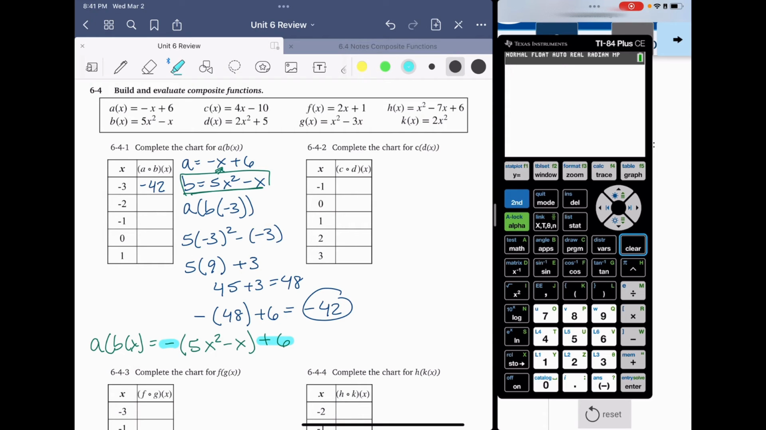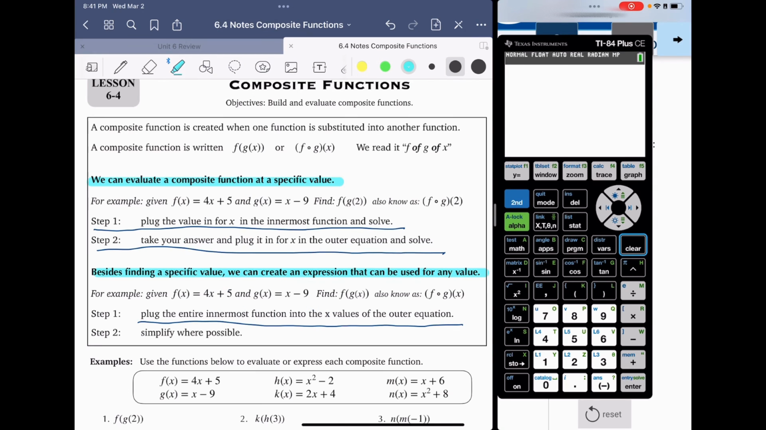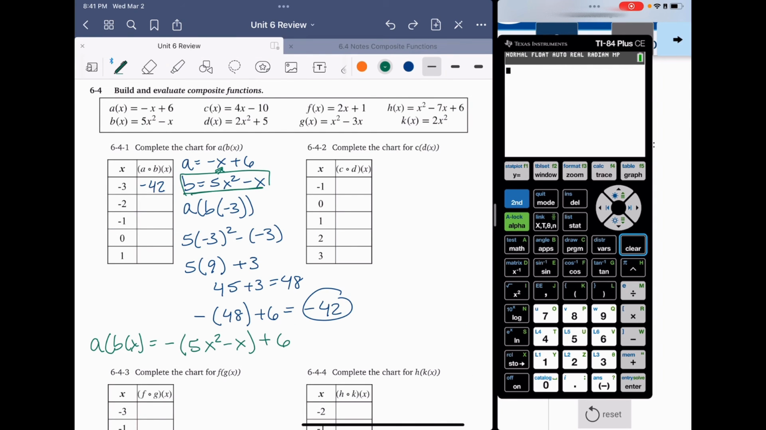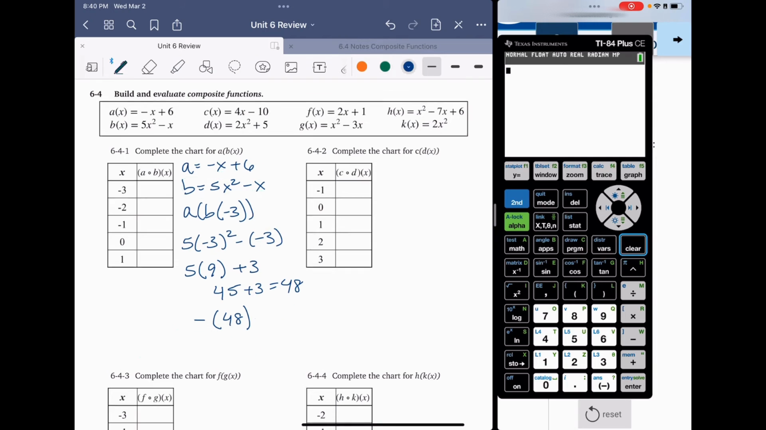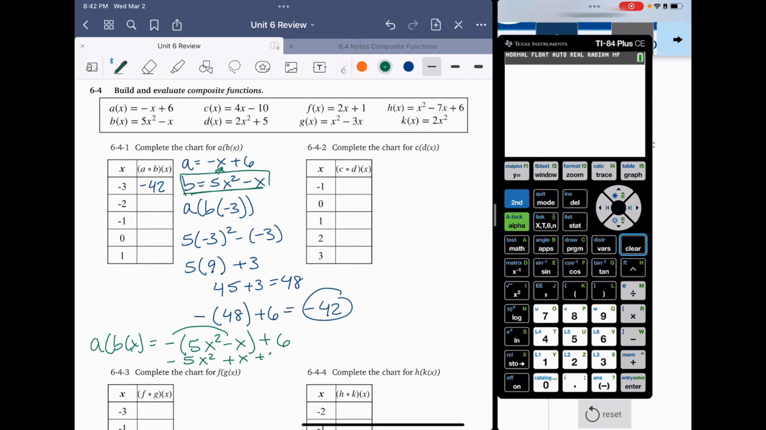Step 2 on our notes says to simplify where possible. So when we simplify, we get negative 5x squared, and then the negative distributing to the negative x becomes positive x, and then plus 6. So here is our expression we can use for any value. Now that we have this expression, we can plug in the rest of our x values that we haven't done yet: negative 2, negative 1, 0, and 1. We can plug all of those into our two x's and solve to get our values.